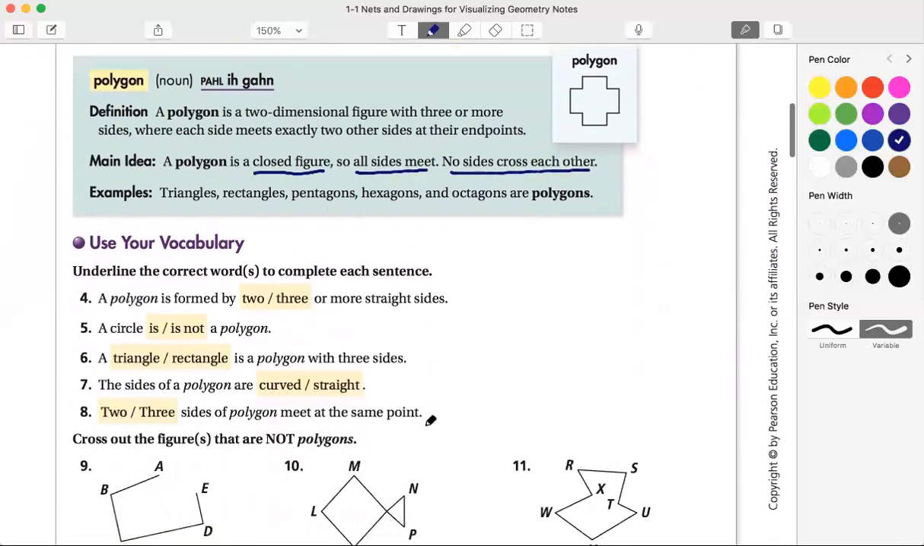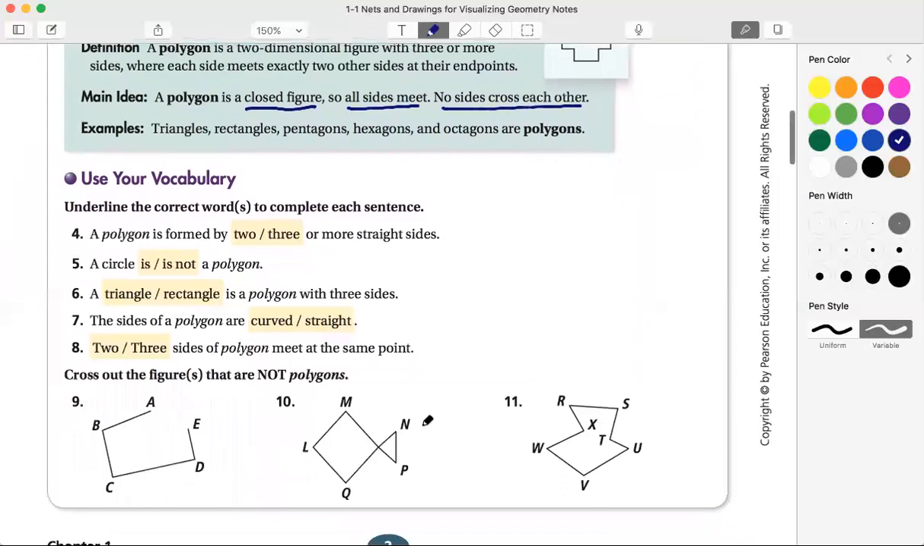All right, so let's use our vocabulary and see if we can underline the correct word that completes each sentence. So number 4 here. A polygon is formed by either 2 or 3 or more straight lines, and the answer is 3. A circle is not a polygon. Okay, and the reason a circle is not is because a circle does not have sides. Okay, it's just one continuous round loop.